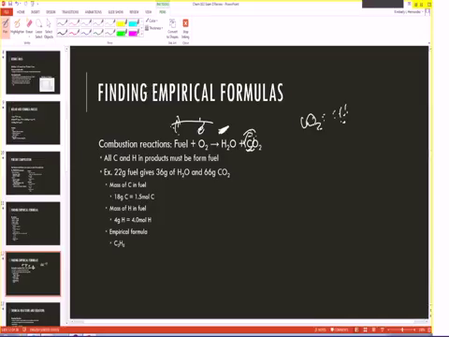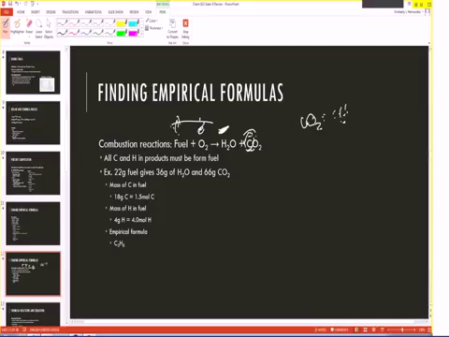And if we do our math with the 36 grams of water, we know that water weighs roughly 18, which means we have 2 moles of water. And if we have 2 hydrogens in every mole of water, and we have 2 moles of water, then that means that we have 4 moles of hydrogen. Does that make sense to everybody? All right.